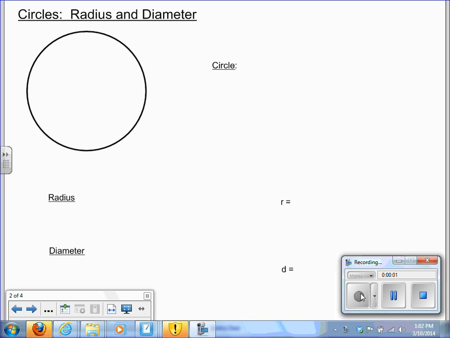Radius and diameter. Today is March 10th. Okay, so for chapter 8, we have 3 definitions for sure that you need to know.